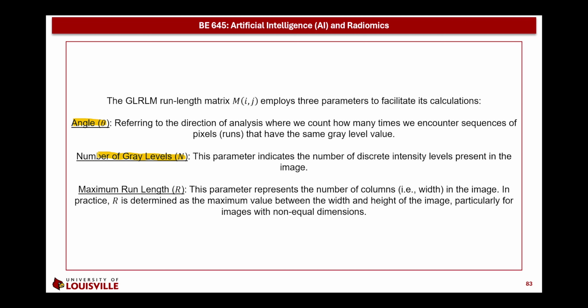Second, the number of gray levels, which is N. This parameter indicates the number of discrete intensity levels present in the image. So we can say in that image we have 255 gray levels, so N in this case will be 255. Third, maximum length, which is R. This parameter represents the number of columns or the width in the image, and we can determine R practically as the maximum value between the width and the height of an image. You select the maximum of them because some images have non-equal dimensions. So now the 3 parameters are theta, N, and R.